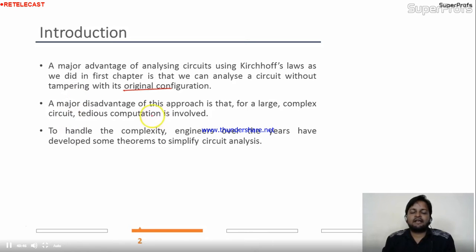But there is a disadvantage of that approach also, the KCL approach, KVL approach, because for a large and complex circuit, tedious computation is involved. If you have a very large circuit and suppose we have 5 meshes and 5 nodes, so we have 5 equations. To solve 5 equations and get 5 variables' values is very difficult. That's why these theorems come into the picture. So to handle the complexity, we are using circuit theorems. Is it okay?